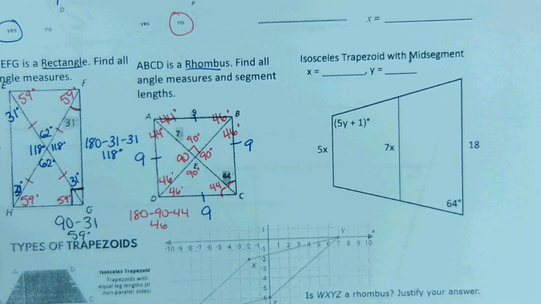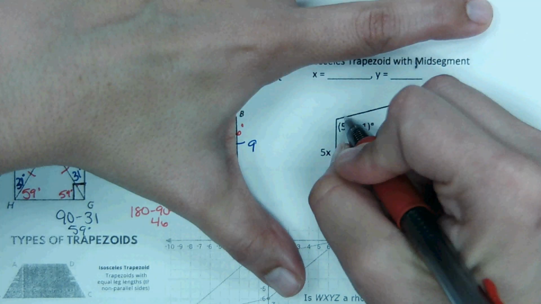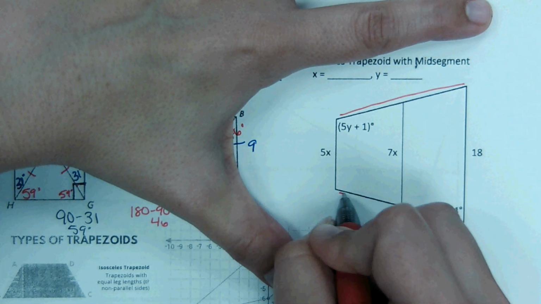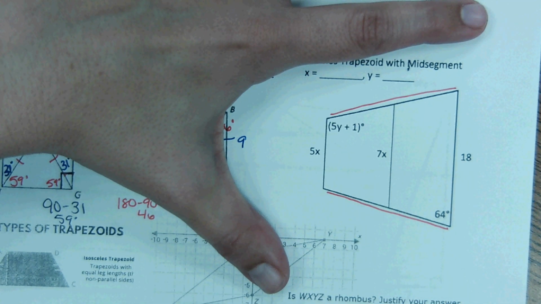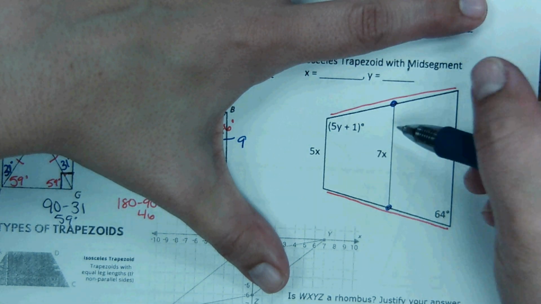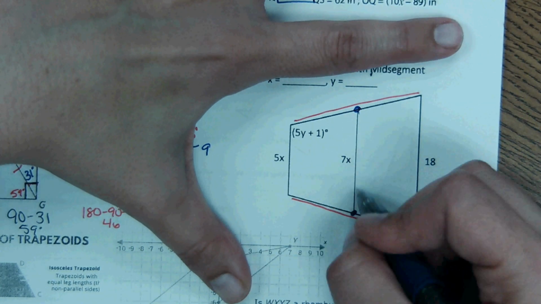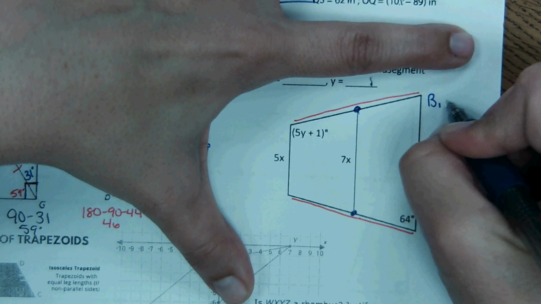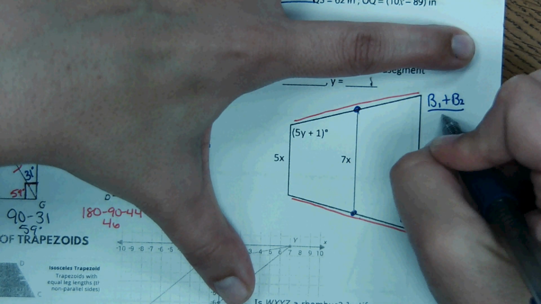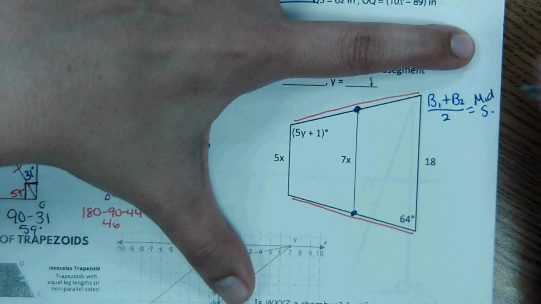Next one says we have an isosceles trapezoid with a mid-segment. Isosceles trapezoid means that this side is the same length as this side, and then the mid-segment hits at the midpoint of both of those sides, and this is the average of the two bases. So to find the length of the mid-segment, it's base 1 plus base 2 divided by 2, and that gives you the mid-segment, mid-S.